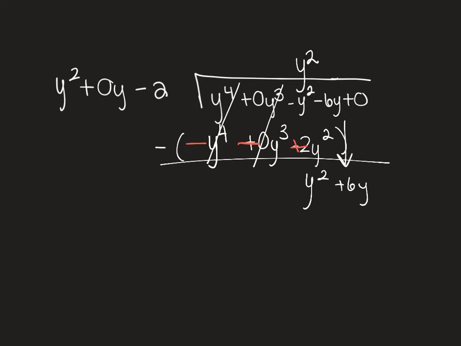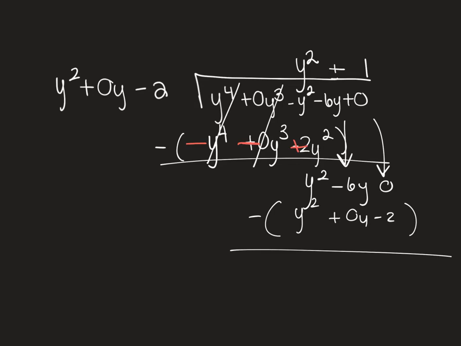To make y squared look like y squared, I need to multiply by a plus 1. Oops, sorry. When I dropped this down, it should be a negative 6. So 1 times y squared is going to be a y squared. 1 times no y's is no y's. And then 1 times negative 2 is going to be negative 2. So I'm going to drop down my 0 also. Subtract the whole thing. This becomes a negative and a positive. These cancel out. Negative 6 minus nothing is going to be negative 6y. And then plus a 2. That's my remainder. So remainder of negative 6y plus 2.